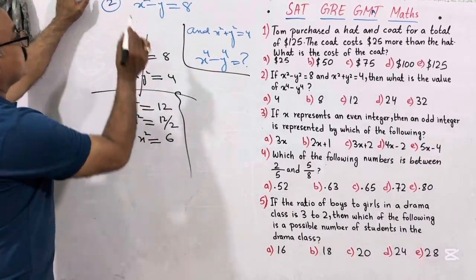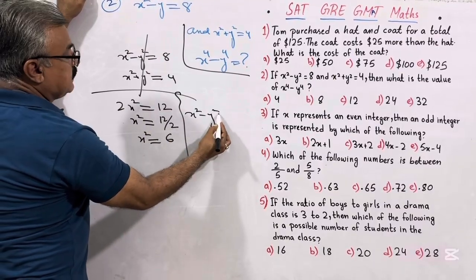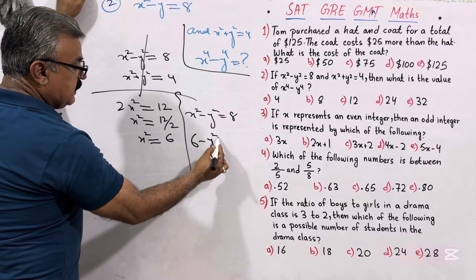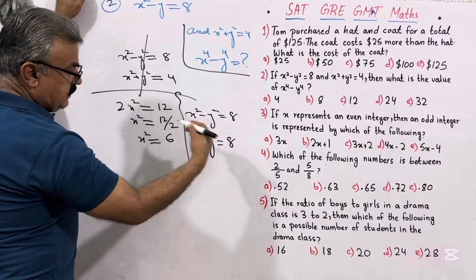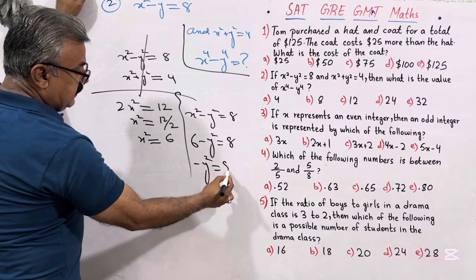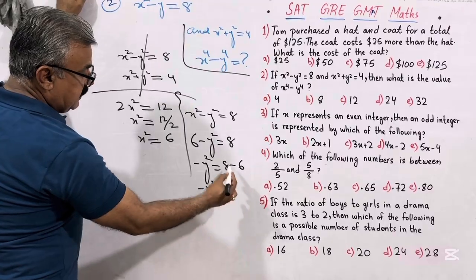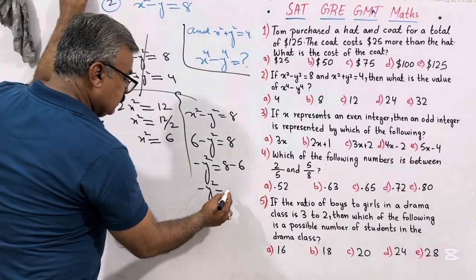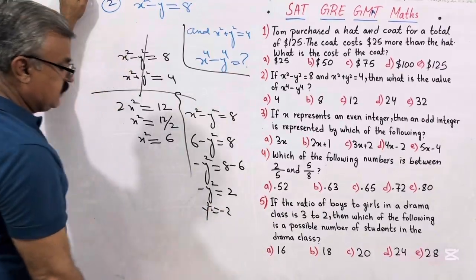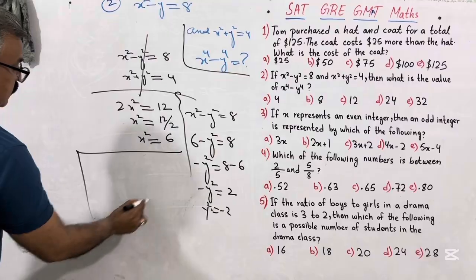Plugging in the value of x squared in any equation, we have x squared minus y squared is equal to 8. Value of x squared is 6, so 6 minus y squared is equal to 8. Shift 8 here, we have minus y squared is equal to 8 minus 6. We have minus y squared is equal to 2, or y squared is equal to minus 2. We are asked to find the value of x^4 minus y^4.